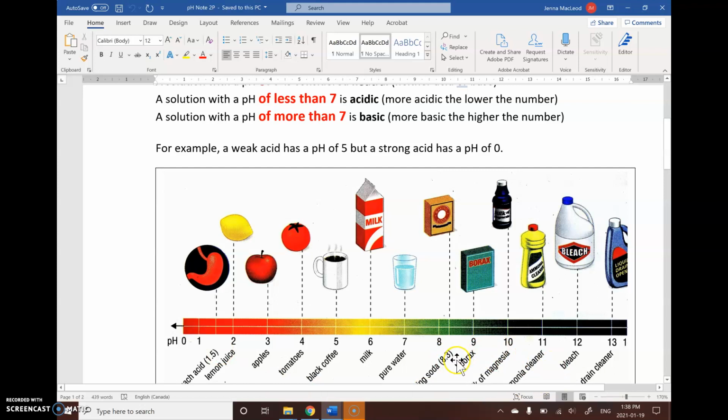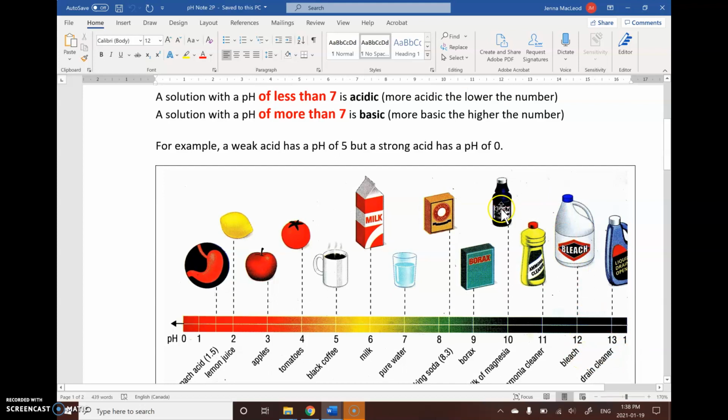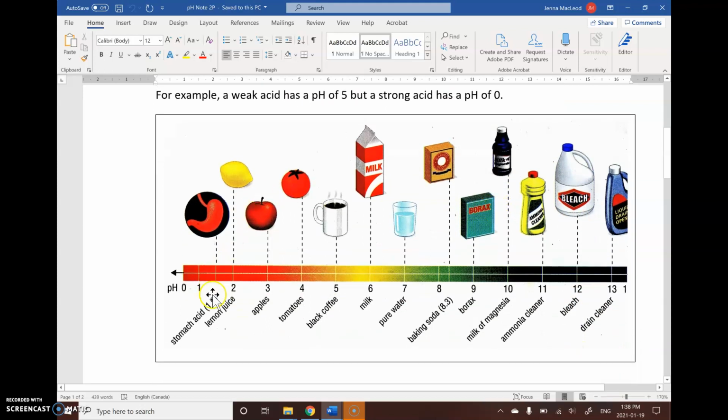Then over on the basic side, if you have a pH of 8 or 9, which is closer to 7, this is a weak base, and as the number goes up, it becomes a stronger base. So this is the pH scale, okay? And we use the scale to determine certain chemicals' pH, or maybe you might have seen this if you have a pool or a hot tub or know someone that does, because you're always trying to manage the pH of the water.